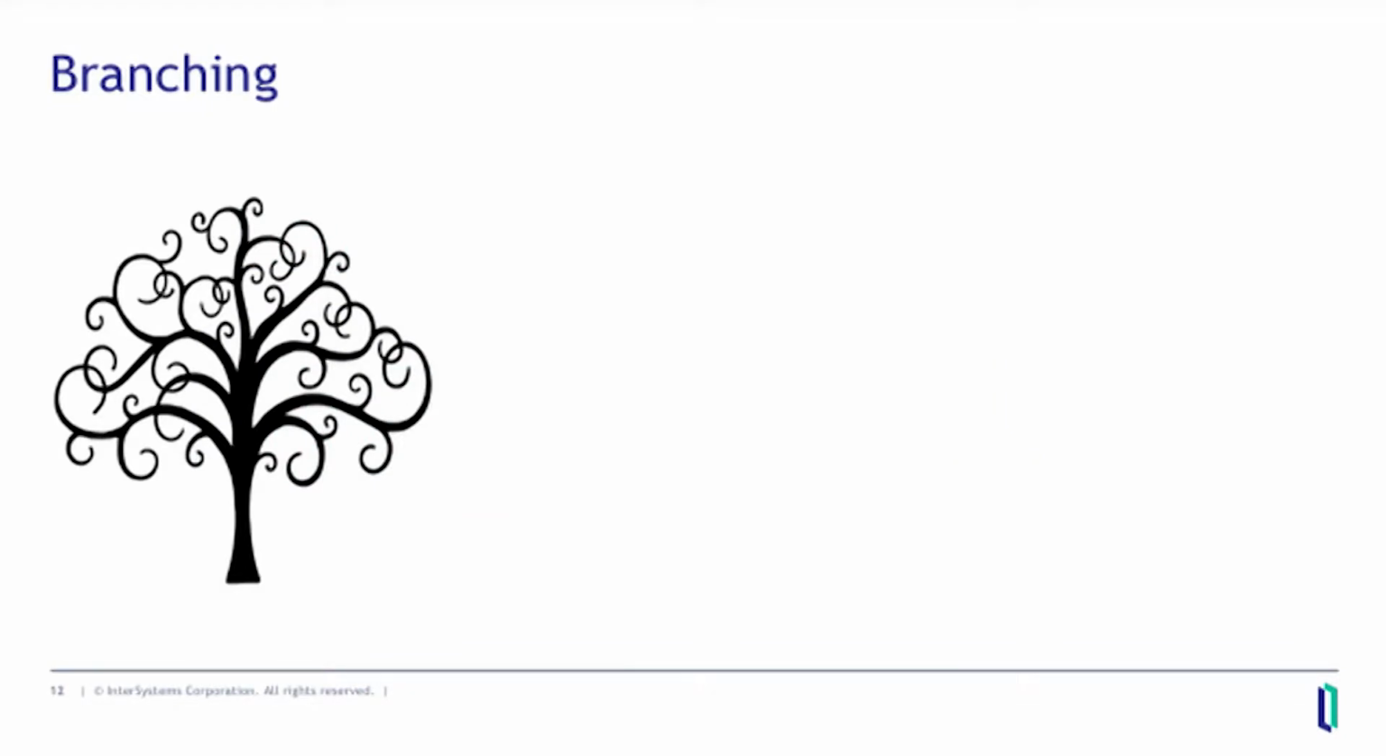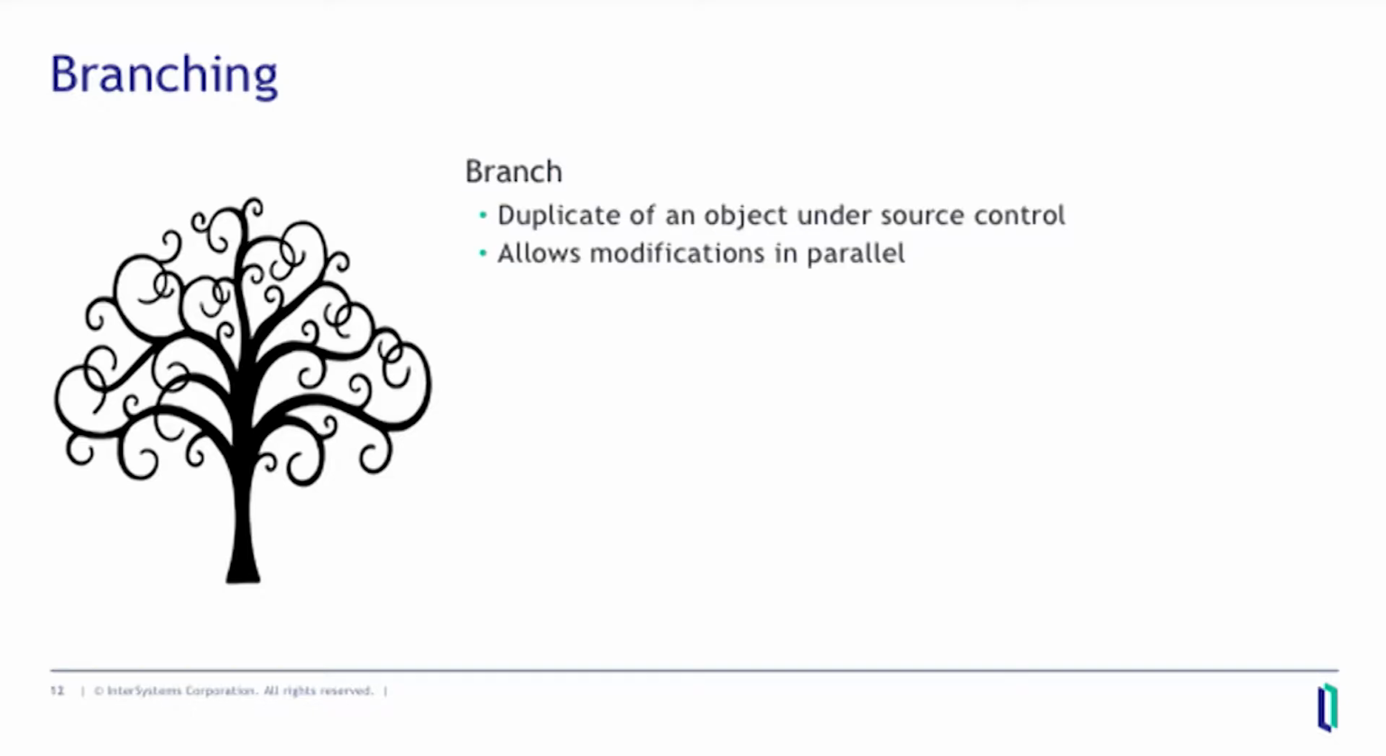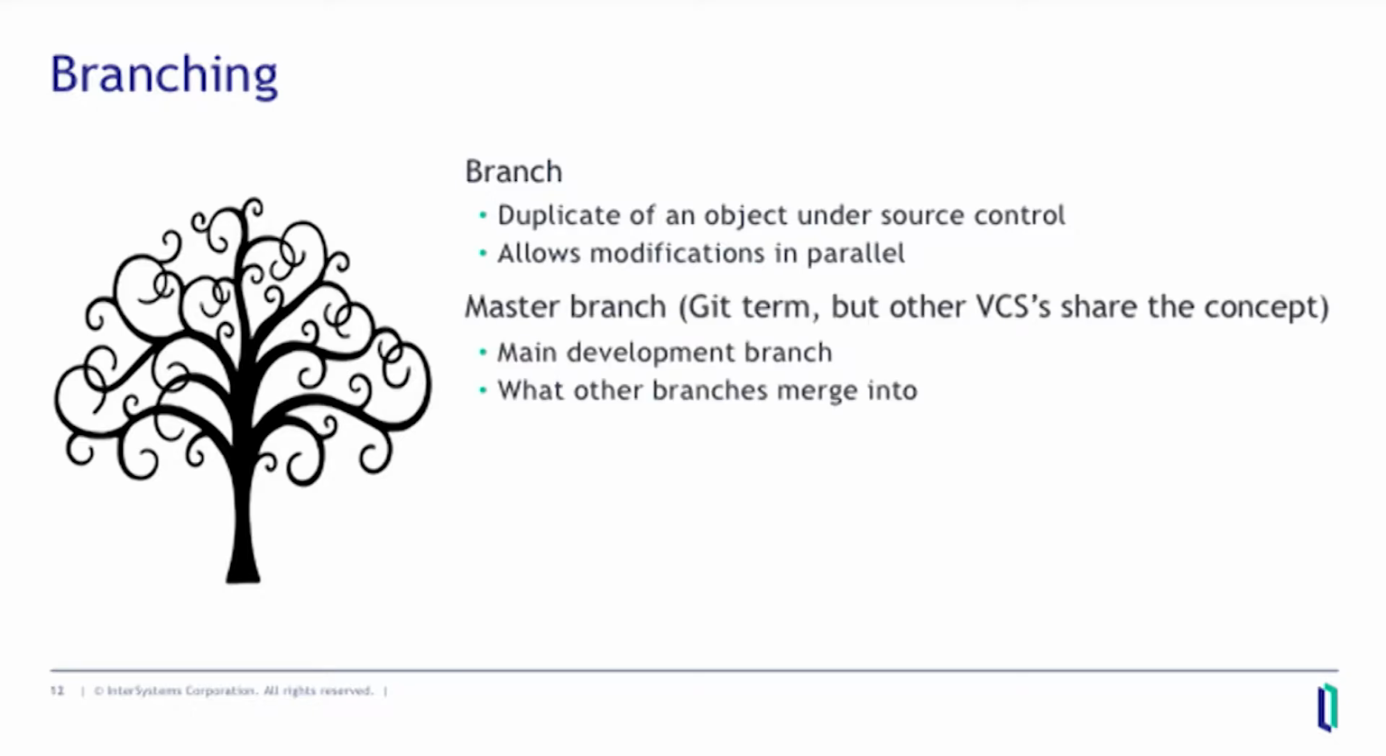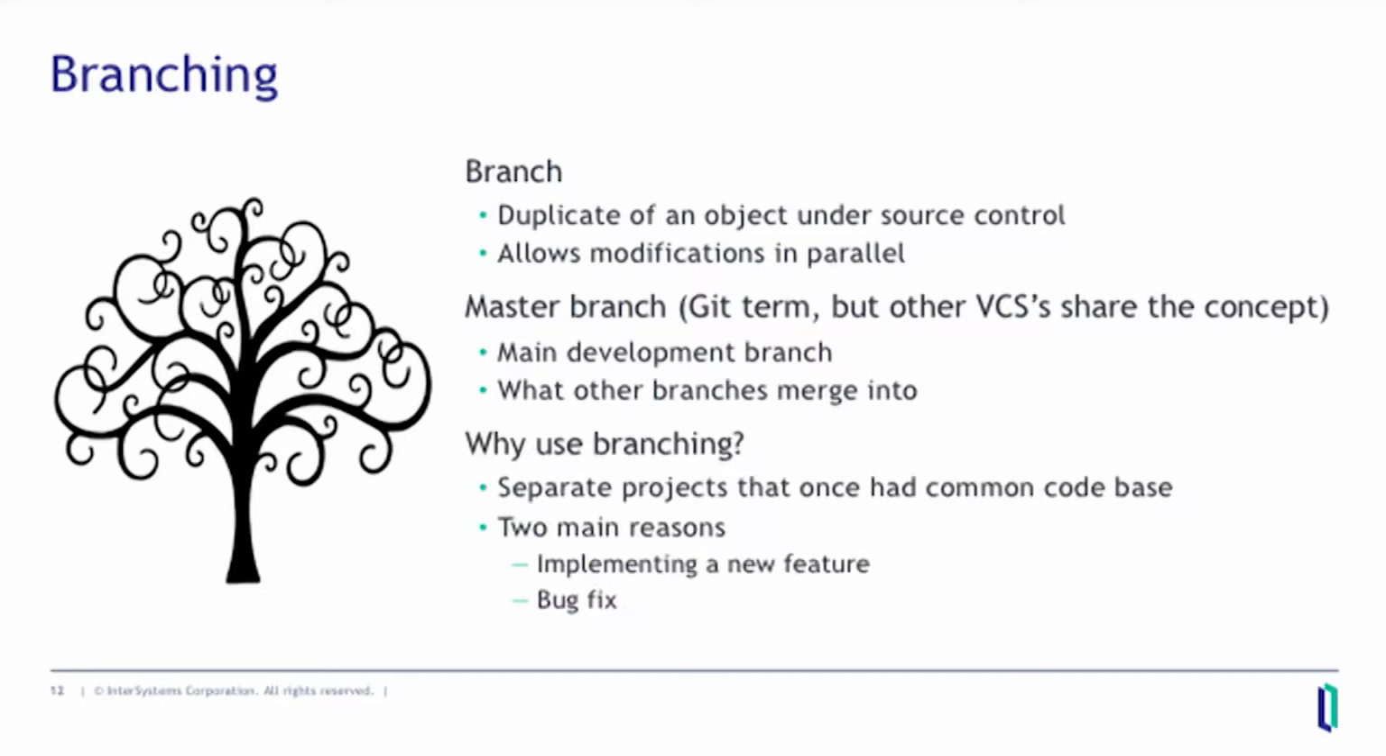More typically, when you use Git, you will be using the concept of branching. So what is a branch? It's just a copy of some object that you've got in your source control. Your master branch is the main development branch, and that is where you will eventually merge other branches into. But why would you actually want to create a new branch? The reason is organization. It allows you to separate out different projects that all share the same common code base.